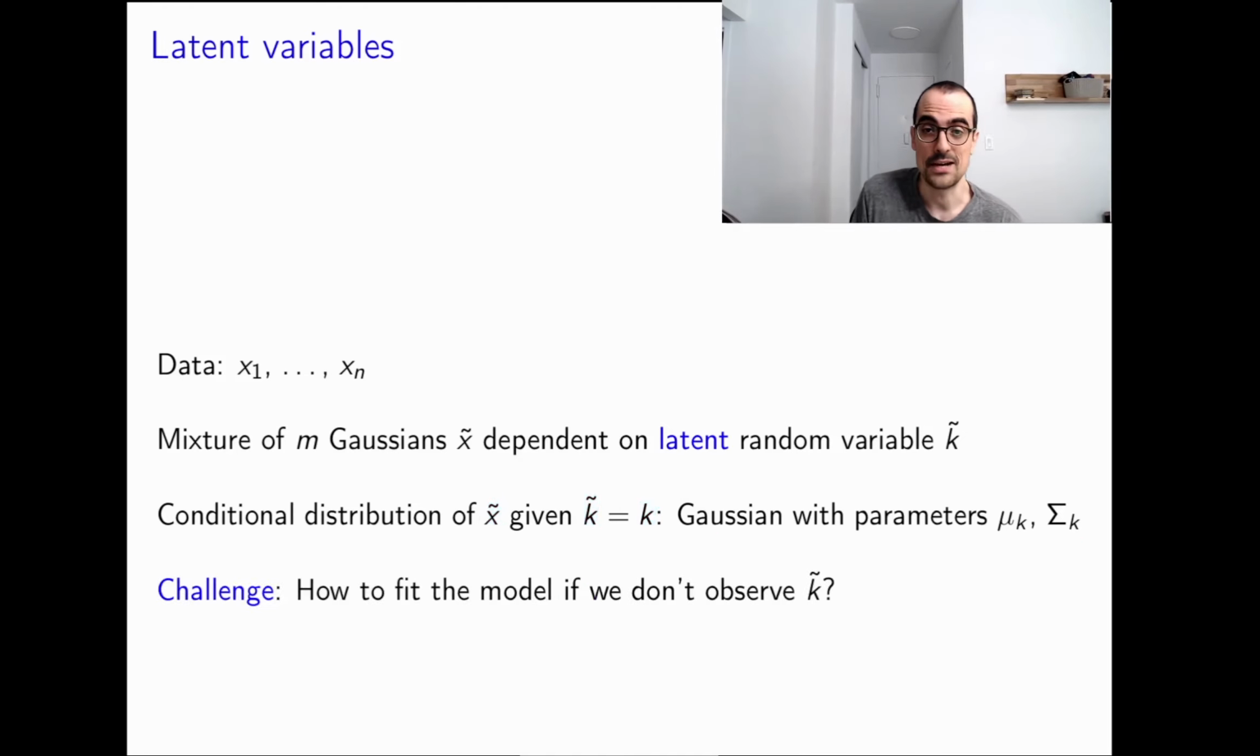The challenge is, how do we fit the model if we don't observe k? If we observe k, like in Gaussian discriminant analysis, life was really nice, right? Because what do you do for mu? You just average the points with that particular class. What do you do for the covariance matrix? You just build a sample covariance matrix using those points. Boom, you're done. Okay? Now things are going to be a little bit more complicated.